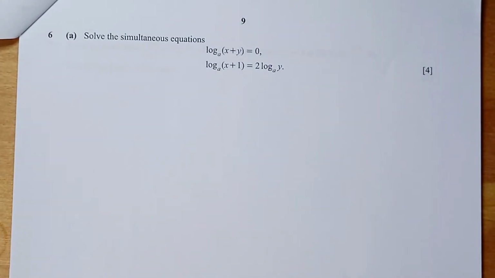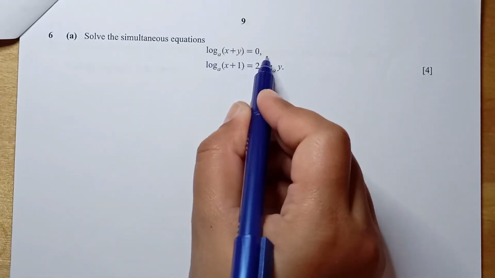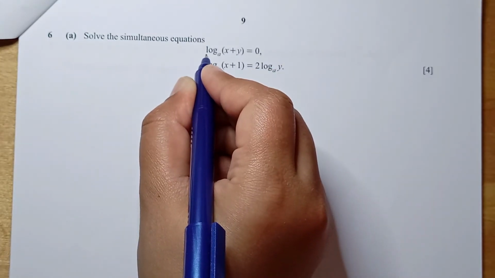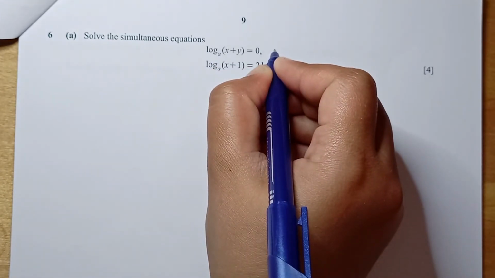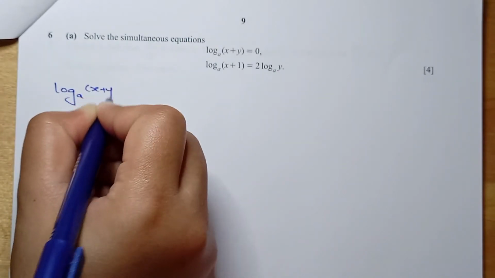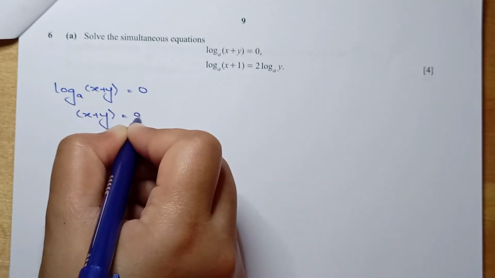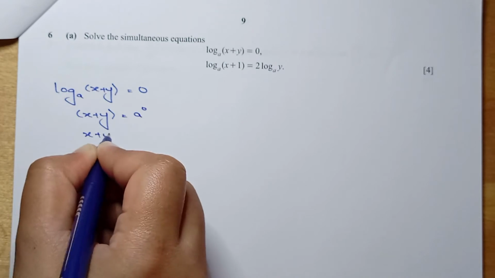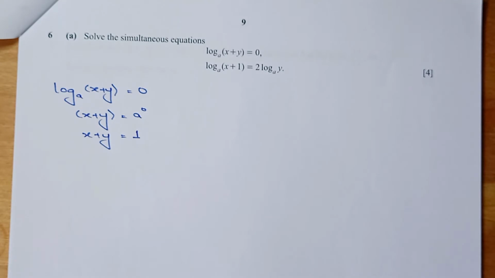Question number 6 in A part, solve the simultaneous equations. So we have been given the 2 equations. First, let me rewrite the first equation. We have log base a of x plus y equals 0. I can say x plus y equals a power 0, and from here x plus y is equal to 1, because anything to the power 0 is equal to 1, right? So this is my first equation. Let me name it equation 1.